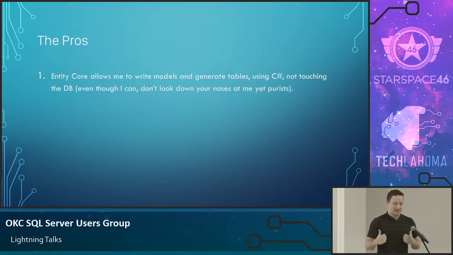Pros. Entity Core allows me to write models and generate tables using C#. I wrote a little caveat in there. I'm not touching the DB, but I can. Okay, SQL people, don't look down your noses at me. I can write SQL code, but if I can stay in one environment, I'll choose to do so.